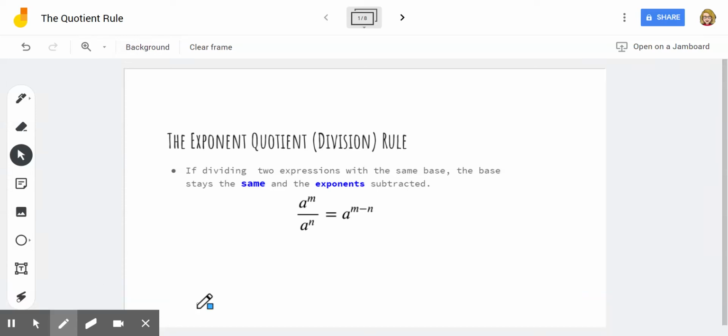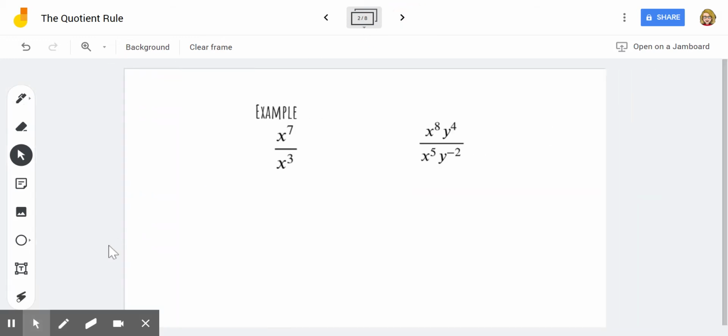Hello, in this video we're going to go over the exponent quotient rule, or the division rule for exponents. If dividing two expressions with the same base, so that means that the variable is the same or the number is the same, you subtract the exponents to simplify it.